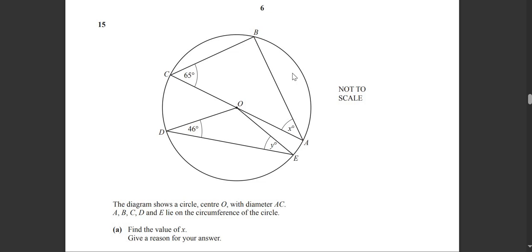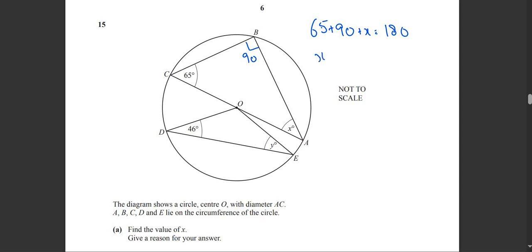Moving on to question 15, it says the diagram shows a circle center O with diameter AC. This line AC is the diameter. ABCD lie on the circumference, which means A, B, C, and D are all on the circle. Find the value of x. So they want the value of x. So look, whenever a line passes through the diameter, this point becomes 90. So in order to find the value of x, you will do 65 plus 90 plus x is equal to 180. What is 60?